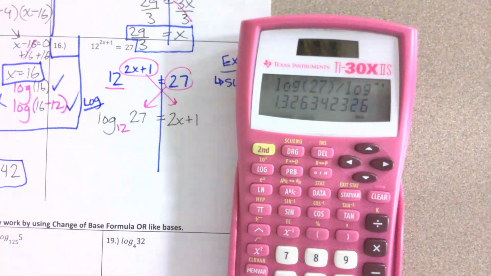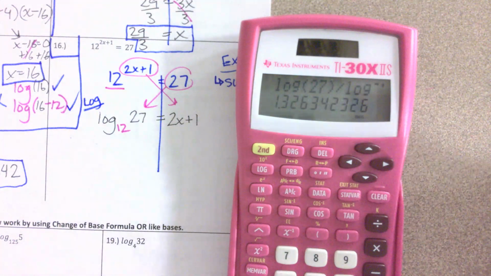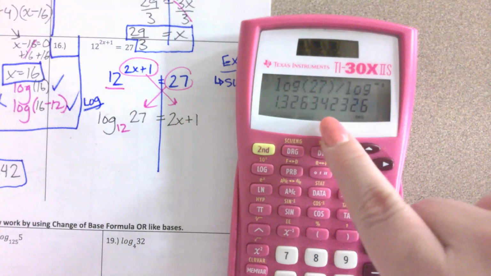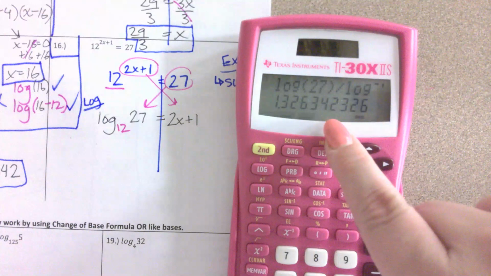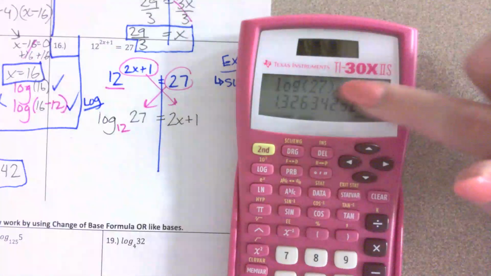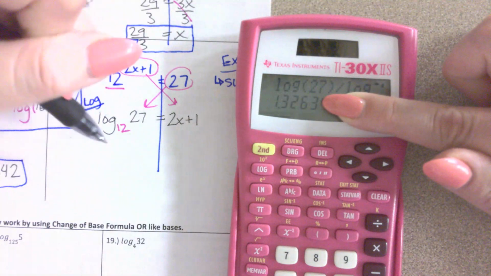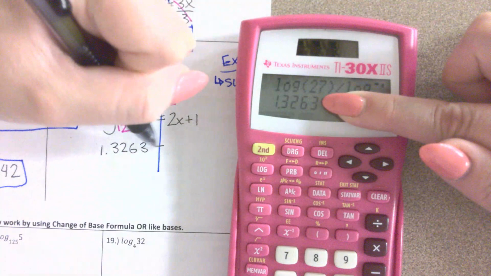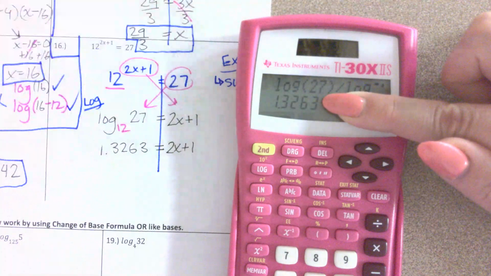And we're going to have to round here. So 4 decimal places again. 1, 2, 3, 4. We're at a 3. The next number is a 4. The rule is 5 or bigger. So since 4 is just a little too small, this will stay a 3. So we have 1.3263 equals 2x plus 1.